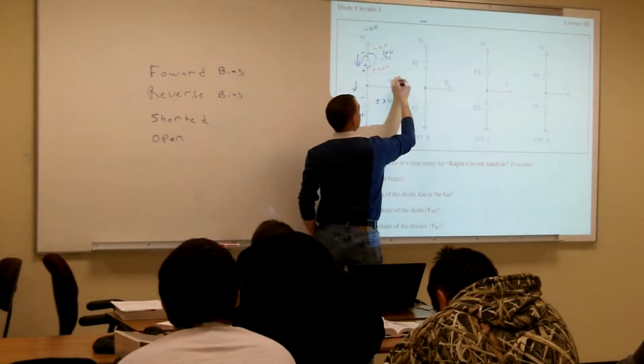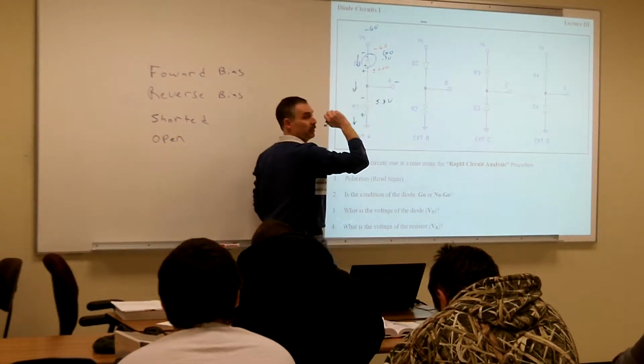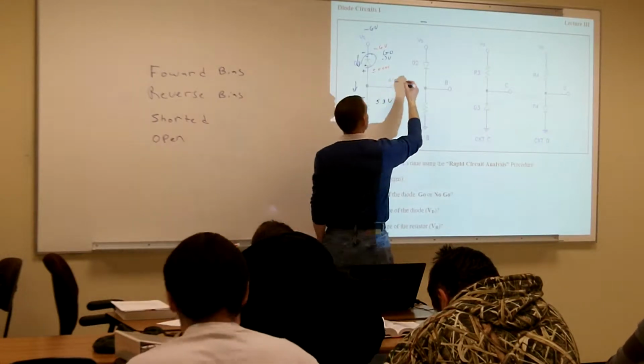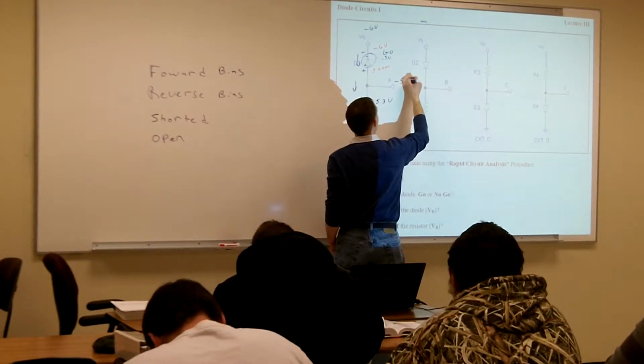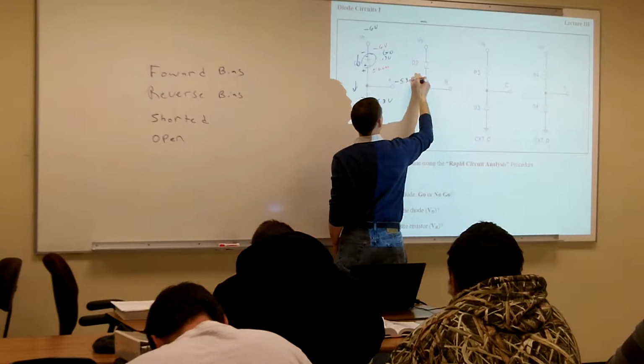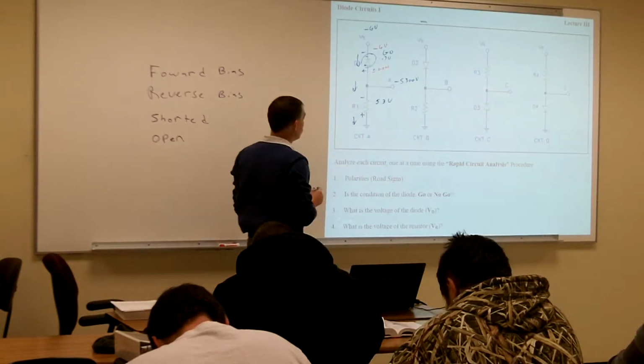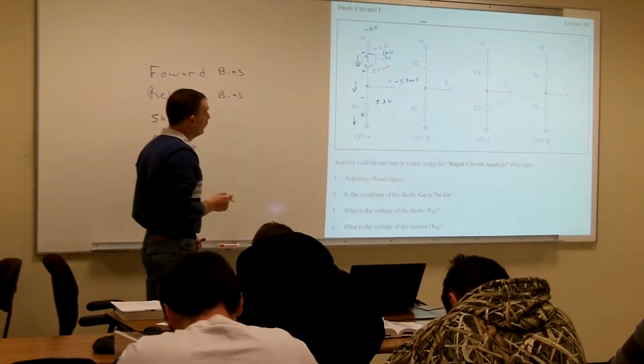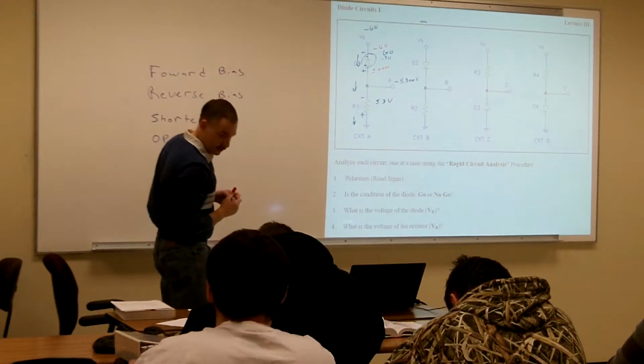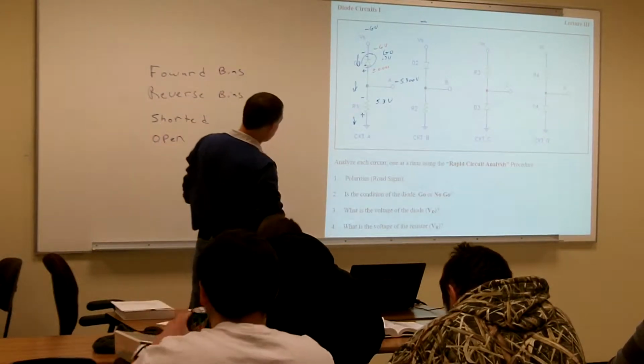I think I heard somebody say it. Negative what? 5.3. Yeah, 5.3 volts. It's the test point, so this time we're going to have our polarities on there. So it's going to be a negative 5.3 volts. And then what's the current of my diode?